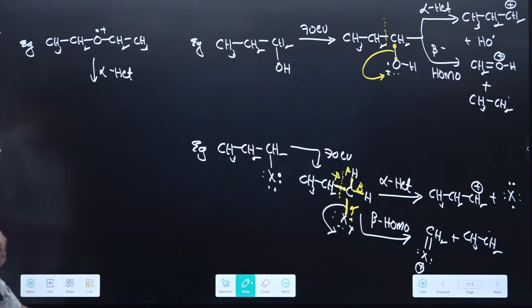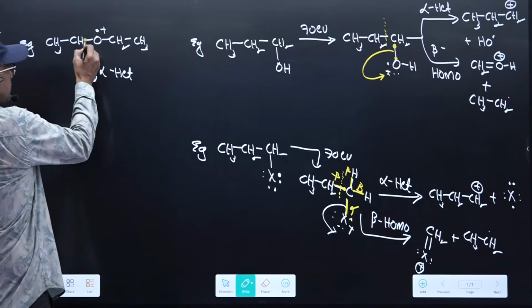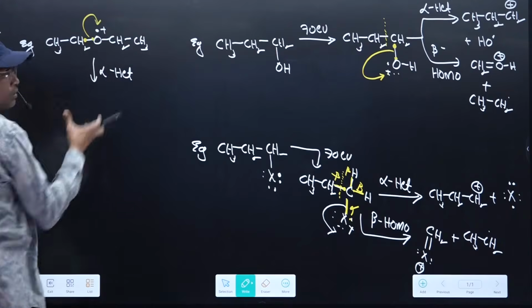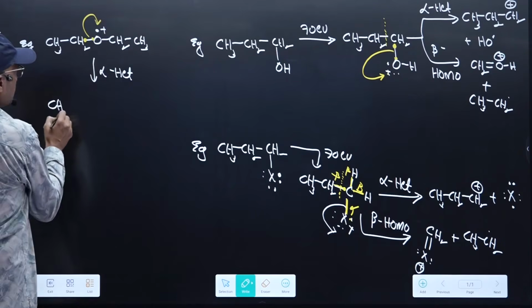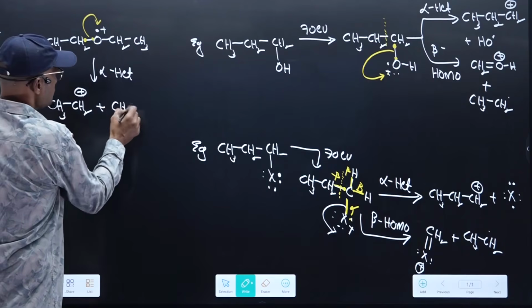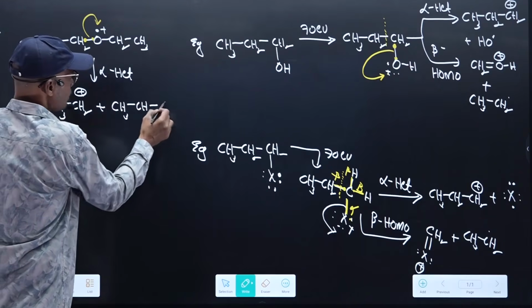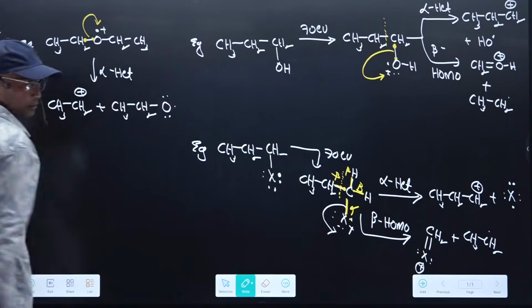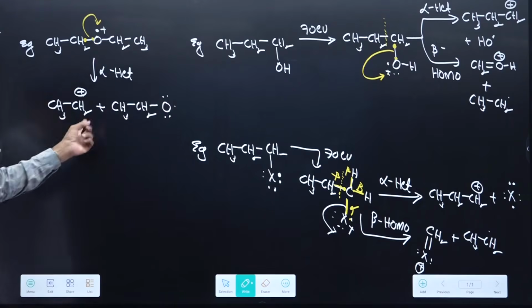How to write alpha cleavage? See, here the shared pair of electrons is present, that will be transferred onto oxygen. Then what about this carbon? This carbon carries CH2 plus, and what about this? CH3, CH2, oxygen carries a lone pair and one non-bonding electron. Radical cation. Possible?